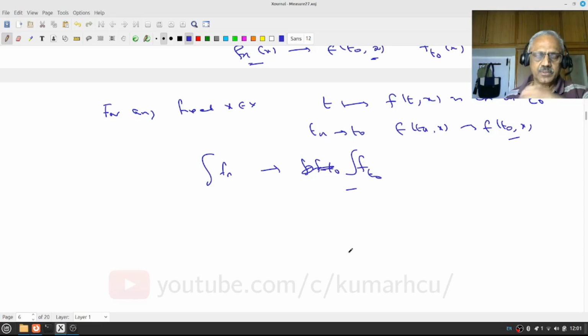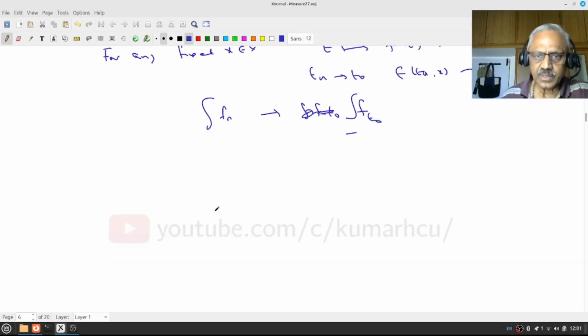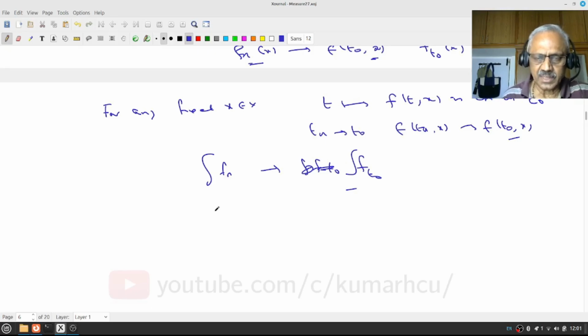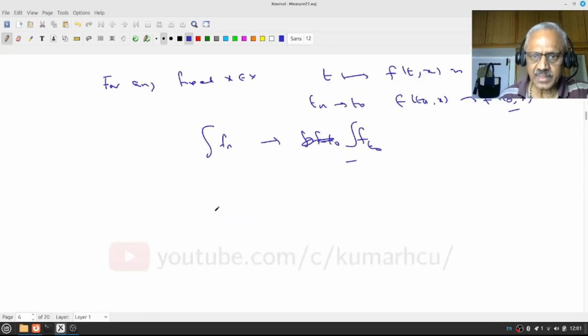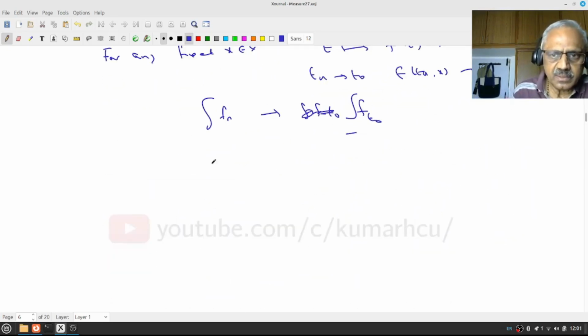So that means I have to justify this limit somehow. What are the things which you usually have? One is monotone convergence, which we don't have because we do not know anything about positivity. There is nothing like an increasing sequence. And therefore the only thing is either dominated convergence or Fatou's lemma.